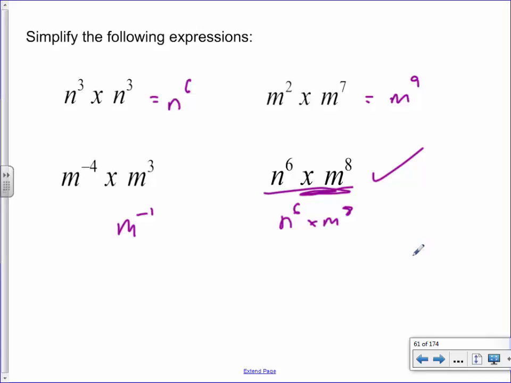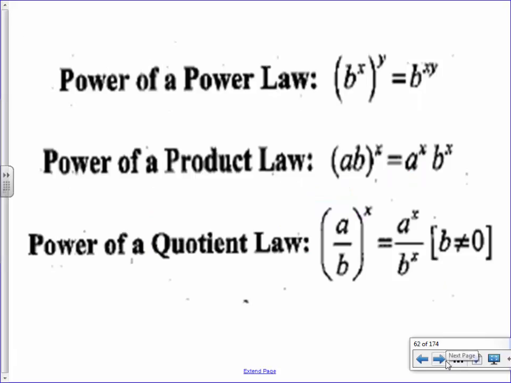Is this mostly review at this point? Because that's what it's supposed to be. Hopefully this is just rejogging your memories about some rules of exponents that at one point in your life you've learned. So here's another couple of rules.